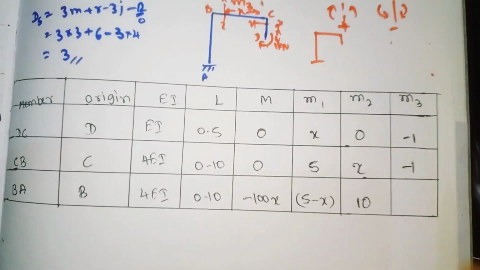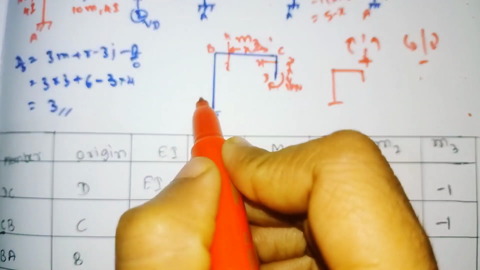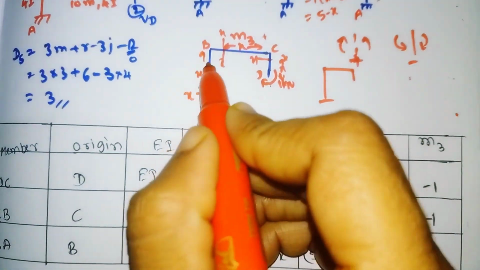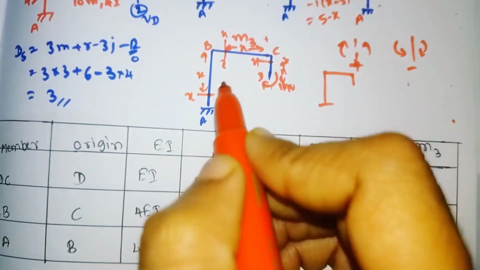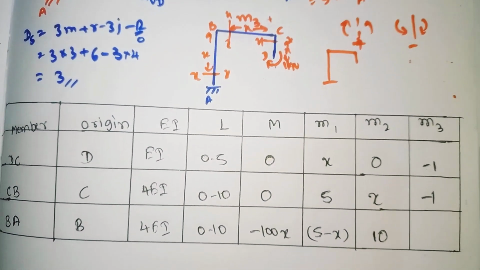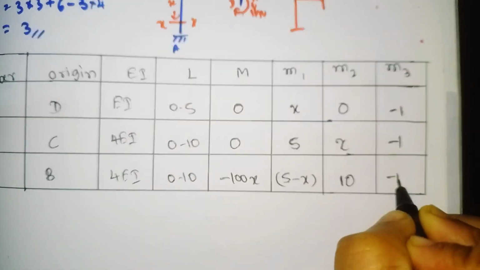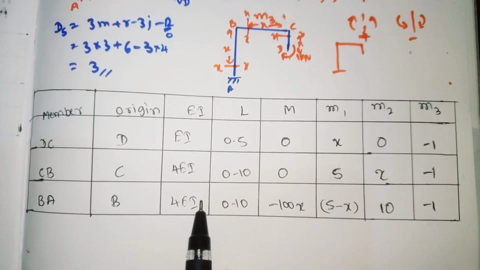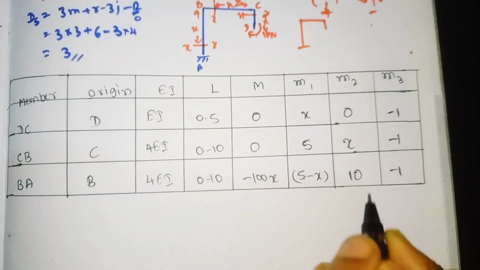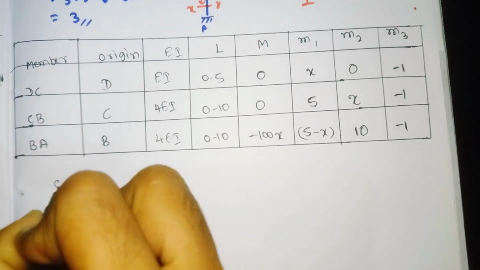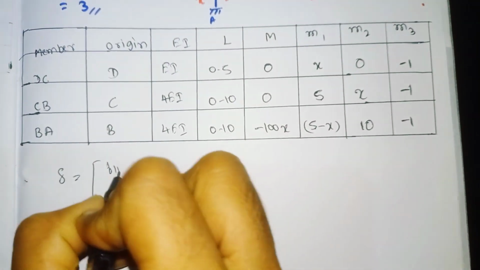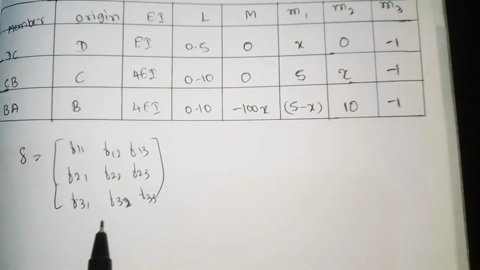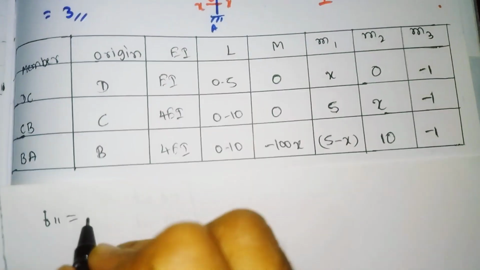Similarly for m3, if you cut the section away from the origin, the moment will be the same. It also rotates downward, so it comes as -1 for m3. So this is how we need to fill the unit load table. Now it becomes a 3 into 3 matrix. The flexibility matrix will come as a 3 into 3 matrix. We need to now find F11, F12.